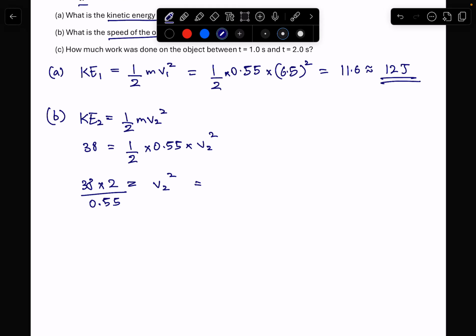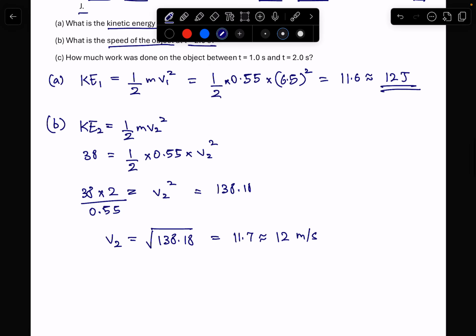This should be equal to 38. Let's divide by 0.55. That gives 138.18. Taking a square root of this, V2 is equal to the square root of 138.18, which is equal to 11.7, or 12 meters per second.